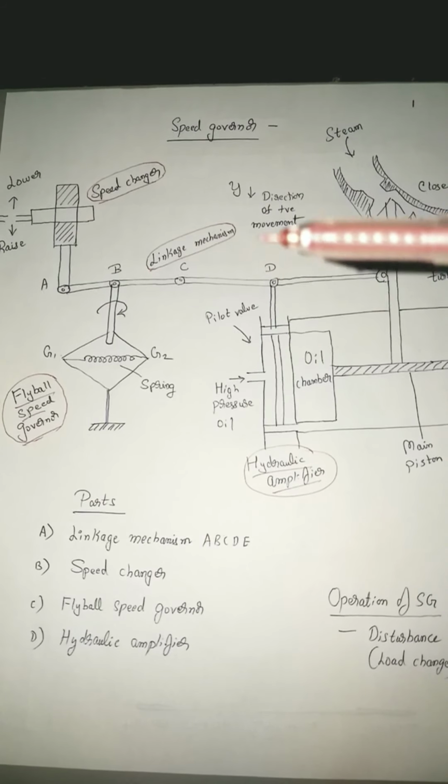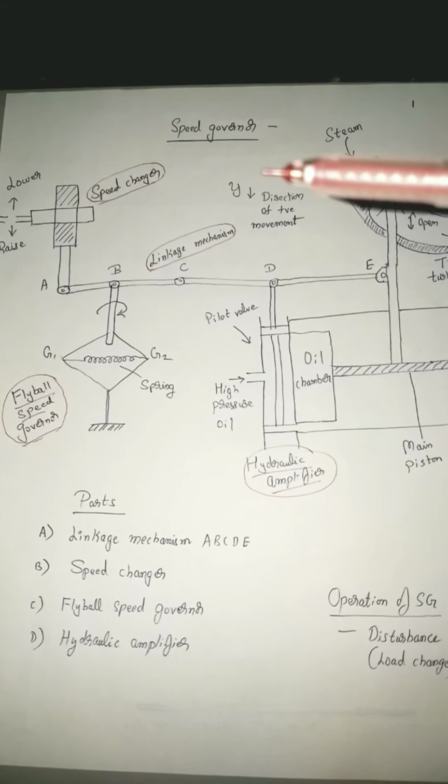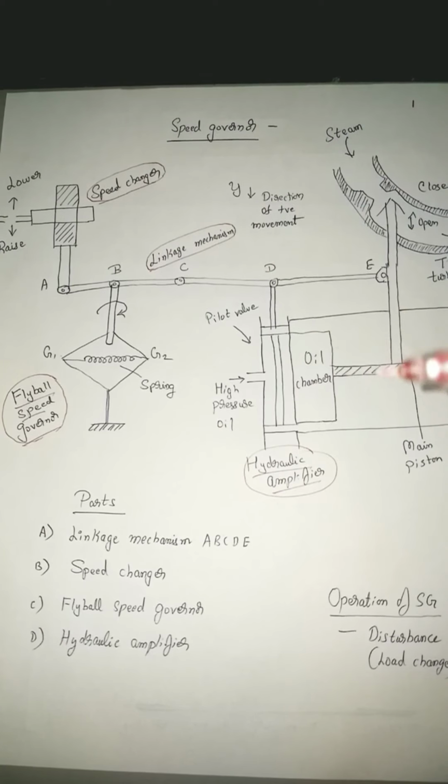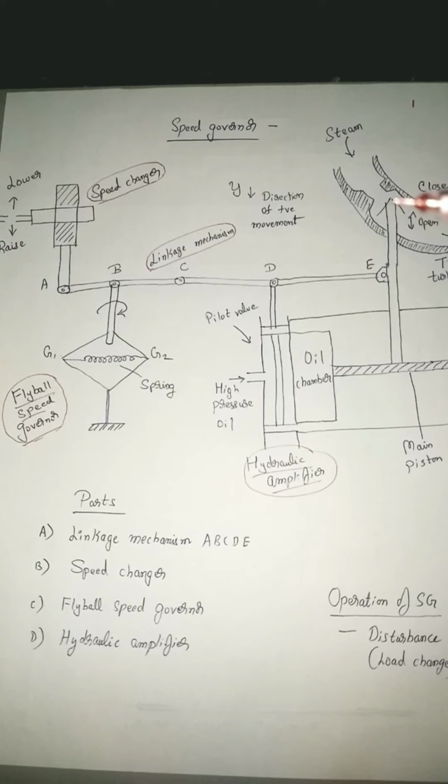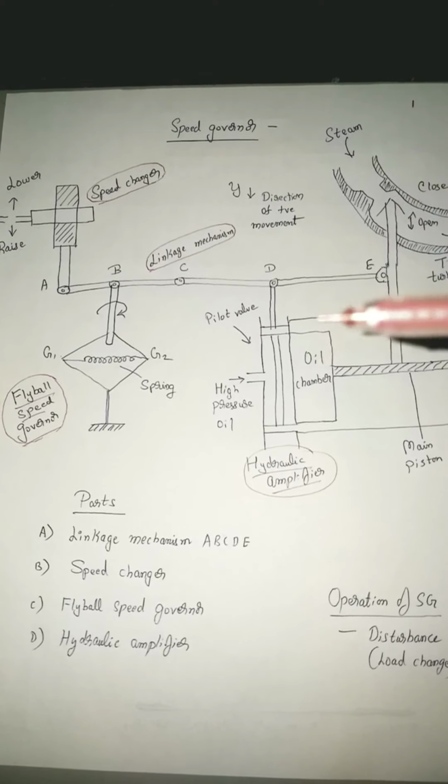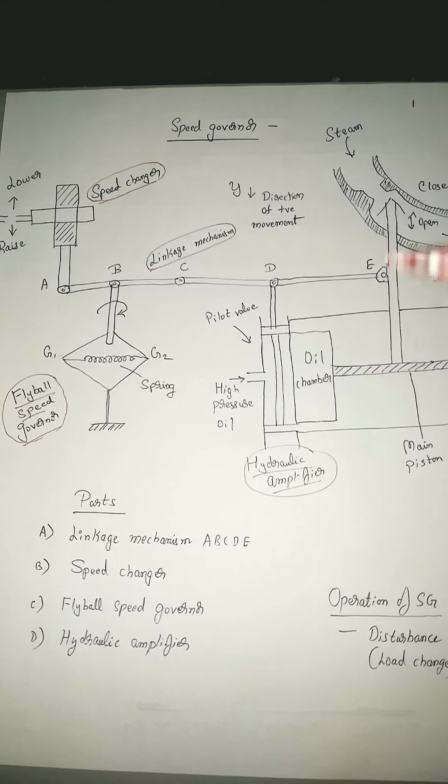Once D is pulled upwards, automatically the pressure built in this chamber is completely released. Once the pressure is released, automatically the main piston comes down. Once the main piston comes down, more steam is going to hit the turbine. Say for example, this main piston was covering this inlet chamber by 70%. Now since the pressure is released here, main piston comes down. Now it might come to 30%, so that more steam can enter the turbine.